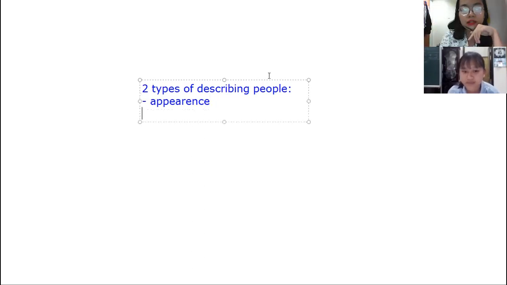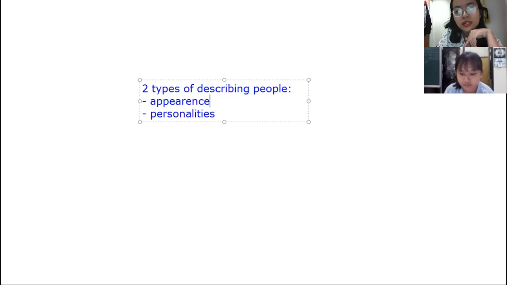And the second one, you cannot see it directly. It's personality. It's not easy, because it is everything inside. Personality is everything inside, so you cannot see it easily or directly. You need to become familiar with the person, understand the person, to obtain the understanding of this person. Is it right?